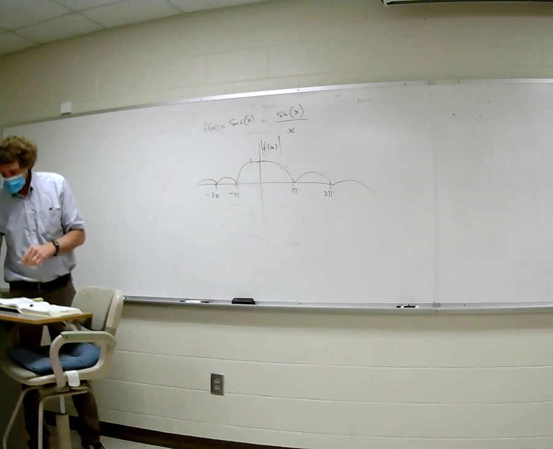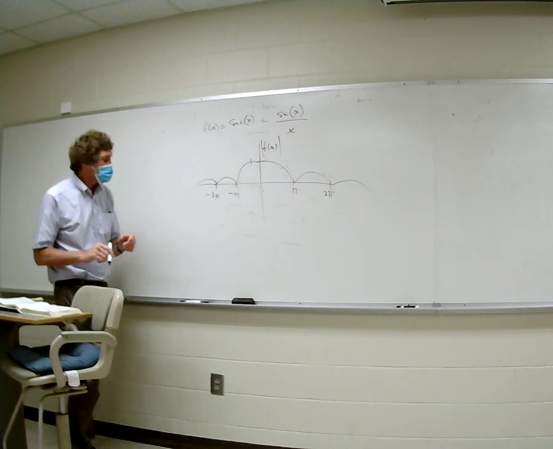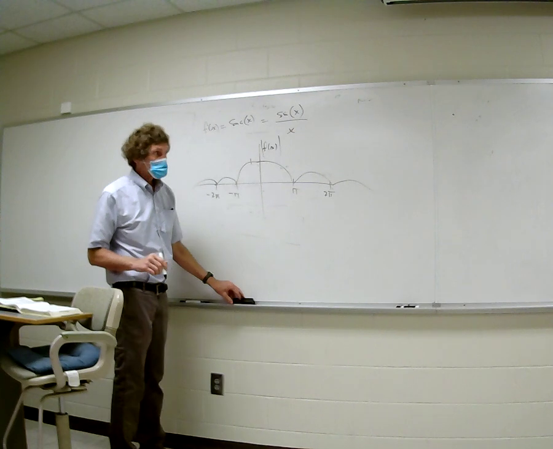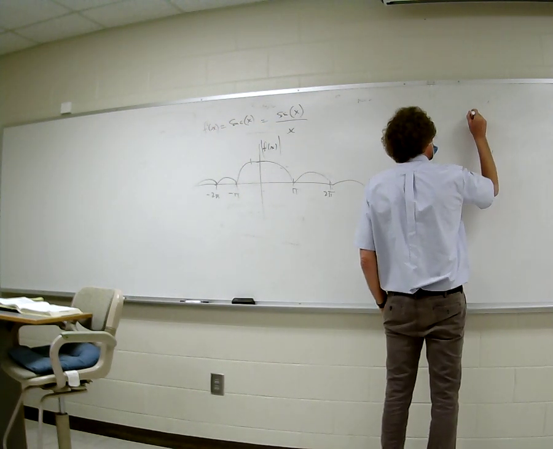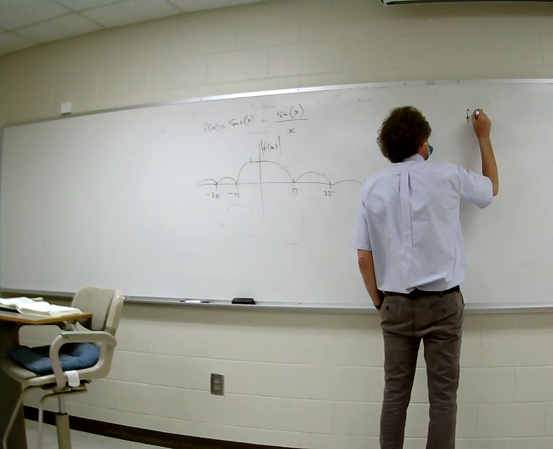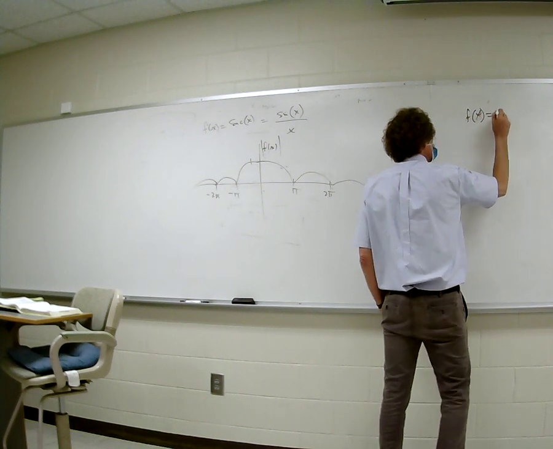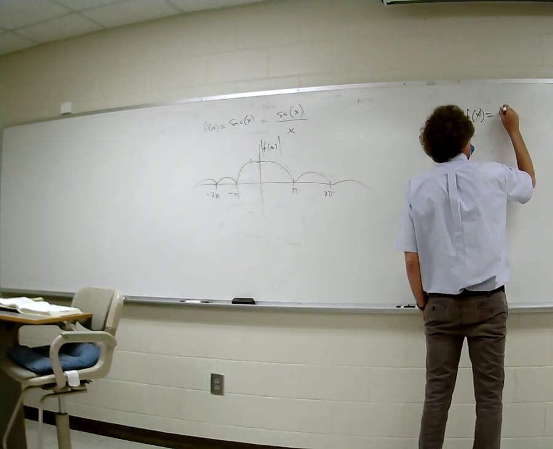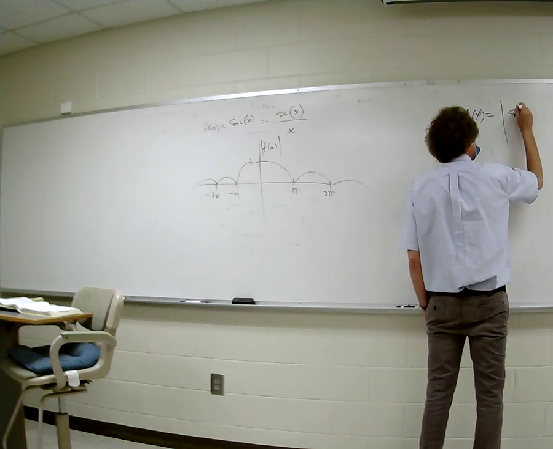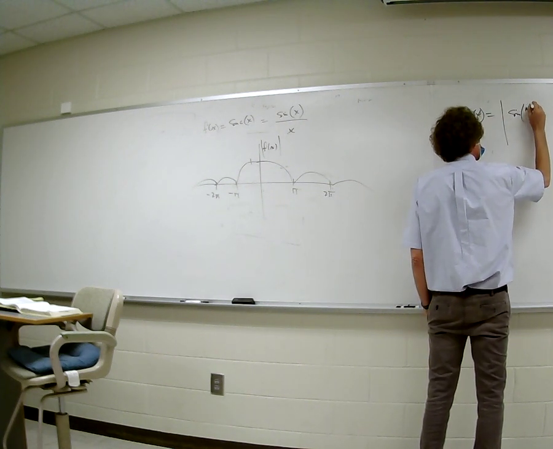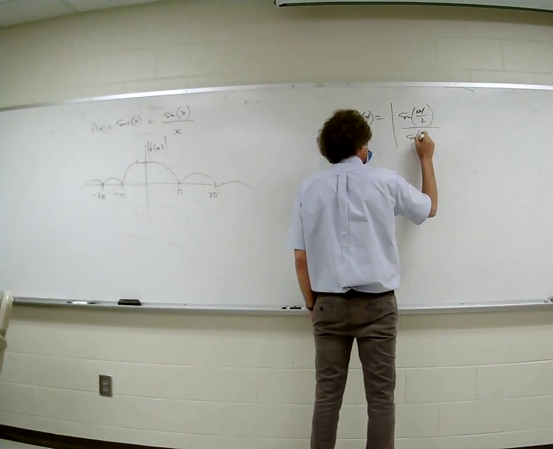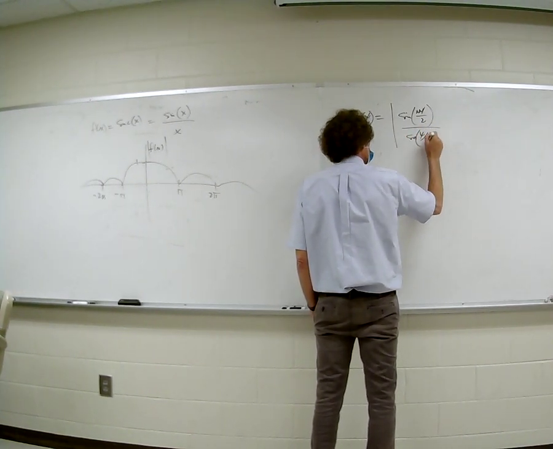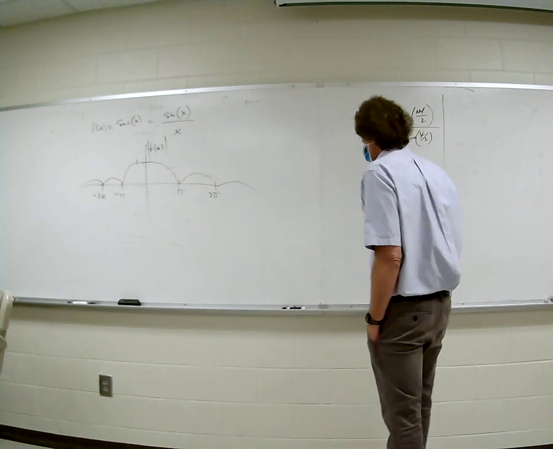All right. Now, if you take a look at what I'm going to show you, call it f of psi, and this is going to be the magnitude of the sine of n psi over 2 over the sine of psi over 2. Here's how we deal with that function.